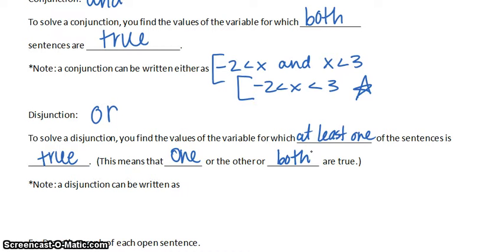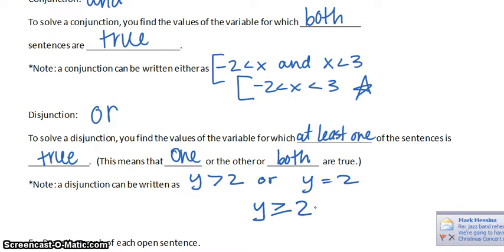Note, a disjunction can be written like this. You can actually write one, which we never actually do: y is greater than 2, or y equals 2. Or you have y is greater than or equal to 2, right? That's how we write it. It either has to be greater than 2 or it has to be equal to 2. So there you have it.